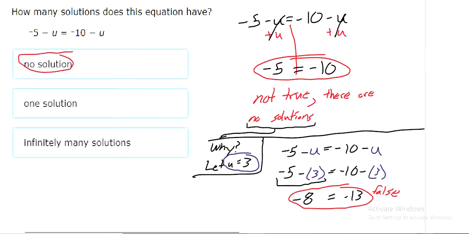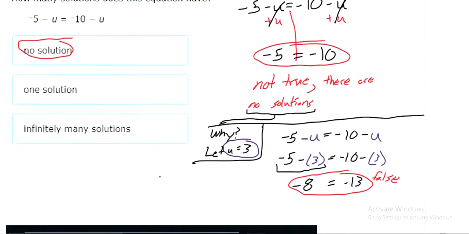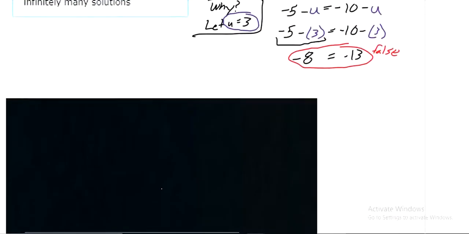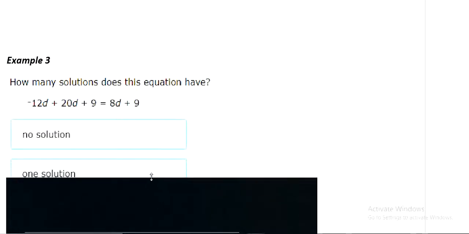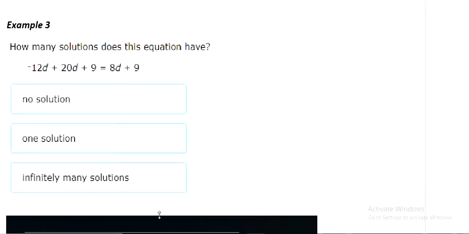There is no number, and you could try it all day long, but no matter what number you substitute in for u into this solution, you will never find a solution, because there is no solution for this equation. There's not one value for the variable that makes that equation true. So let's keep going. We have one more example, example 3, asking how many solutions does this equation have?